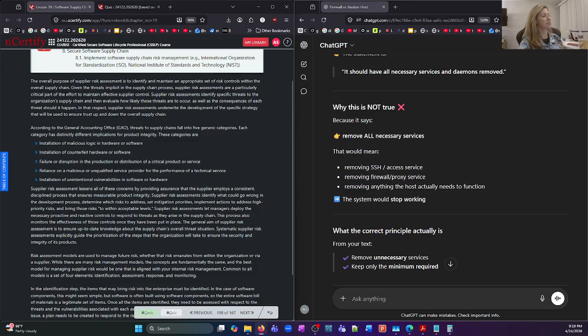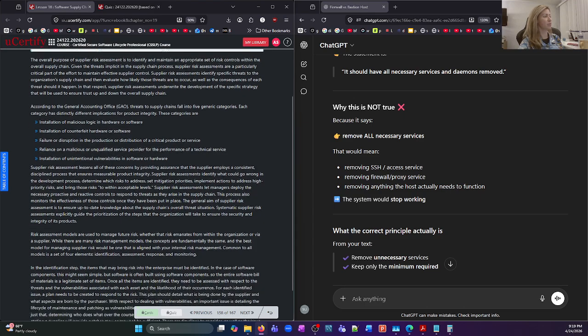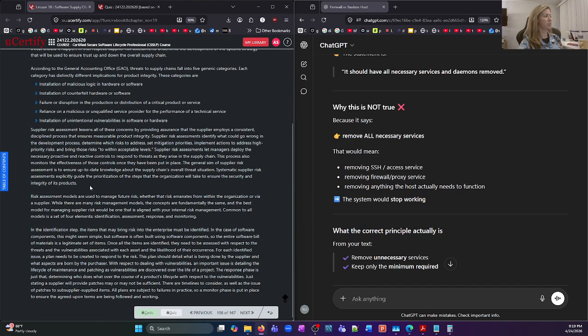Supplier risk assessments let managers deploy the necessary proactive and reactive controls to respond to threats as they arise in the supply chain. This process also monitors the effectiveness of those controls once they have been put in place. The general aim of supplier risk assessment is to ensure up-to-date knowledge about the supply chain's overall threat situation. Systematic supplier risk assessments explicitly guide the prioritization of the steps that the organization will take to ensure the security and integrity of its products.